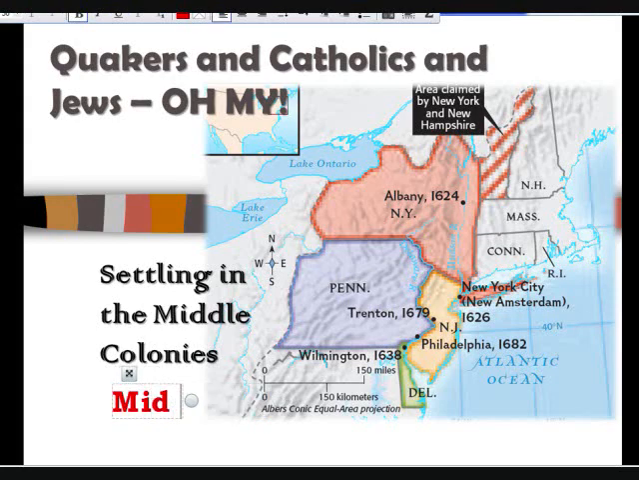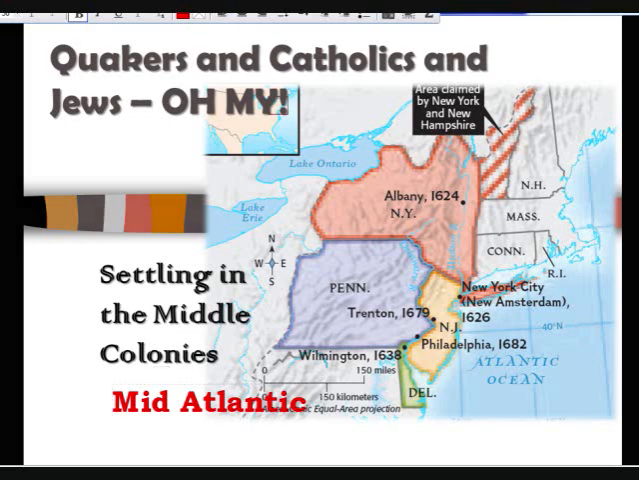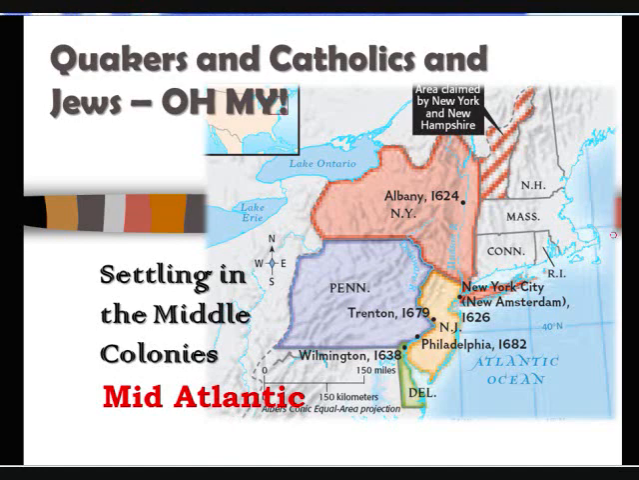Now, sometimes we refer to these middle colonies as the mid-Atlantic colonies. And you can see how these two words will be synonymous as we go through the rest of this course. So please remember that Mid-Atlantic means the middle colonies. There are 4 middle colonies that you have to be able to identify and recognize on a map.